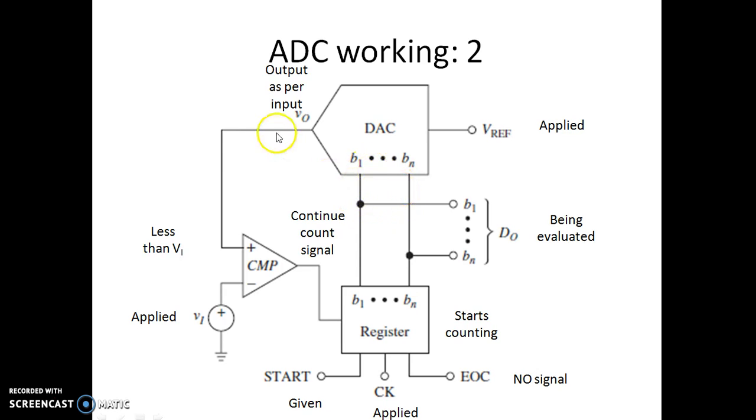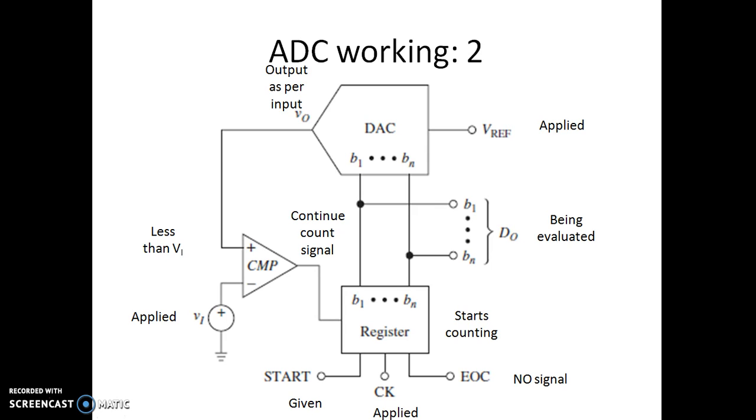This is a DAC. This DAC output will have some analog voltage, which will be with reference to the applied input voltage. Now if this generated output voltage is less than the applied input voltage, then it will give a continue count signal. This signal is given to the counter to continue the count. So this counter will be updating again. It will not stop. It will go for the next stage.